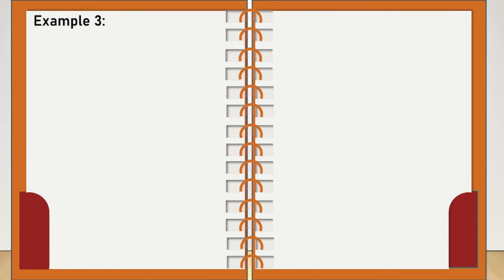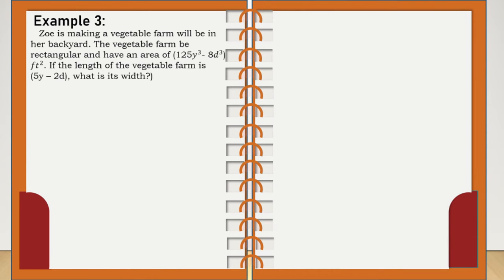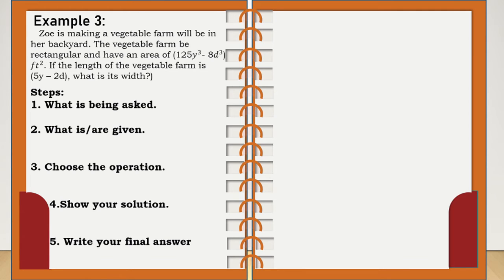Example 3. Zoe is making a vegetable farm in her backyard. The vegetable farm will be rectangular and have an area of 125y cubed minus 8d cubed square feet. If the length of the vegetable farm is 5y minus 2d, what is its width? So, step 1, what is being asked? What is the width of the vegetable farm?